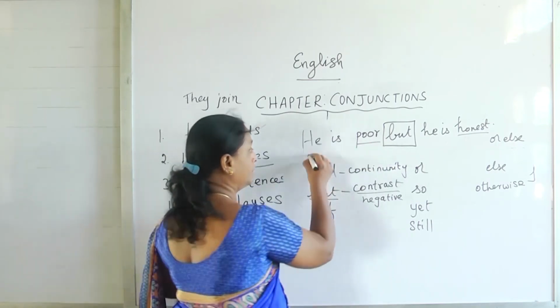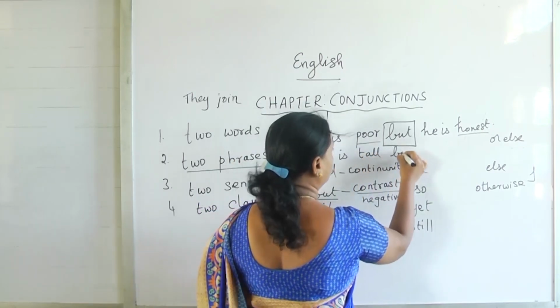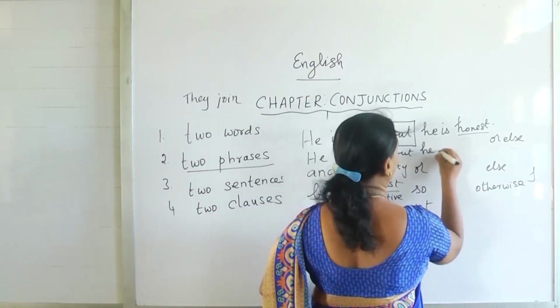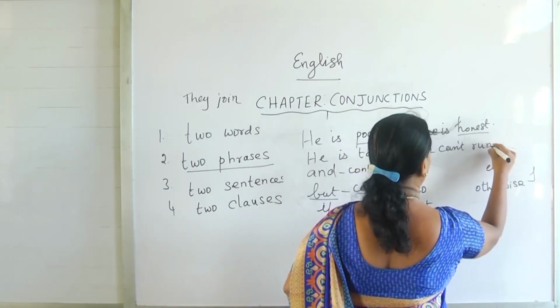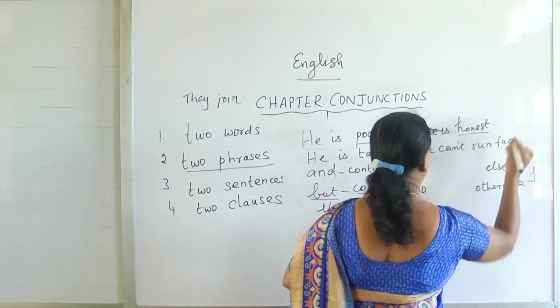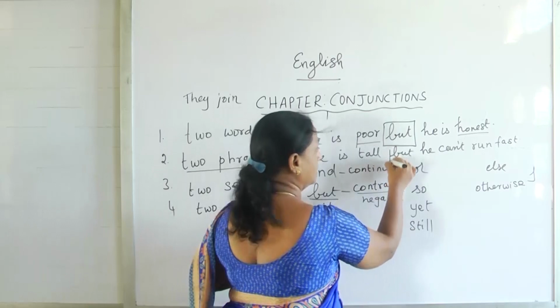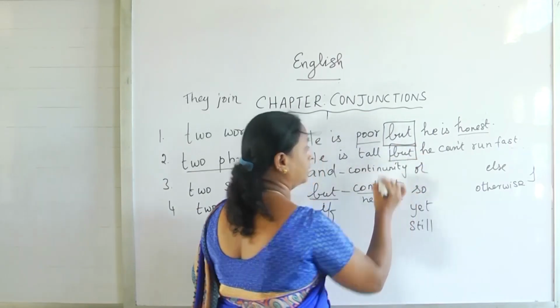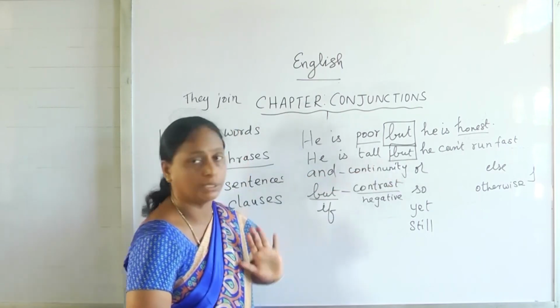Okay? He is tall, but he can't run fast. He is tall, but he can't run fast. So I use the negative contrast clause here. So I have used the conjunction but.